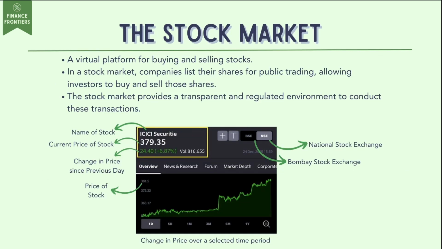The stock market is a virtual platform for buying and selling stocks. In a stock market, companies basically list their shares for public trading. They list their shares to the public, allowing investors to buy and sell those shares. The stock market is actually quite transparent, and it can be highly regulated to conduct these transactions. Because it's virtual, it allows you to do that. So you can clearly see how much your stocks appreciate over time, because it's so transparent. You can see graphs of your money appreciating over time.